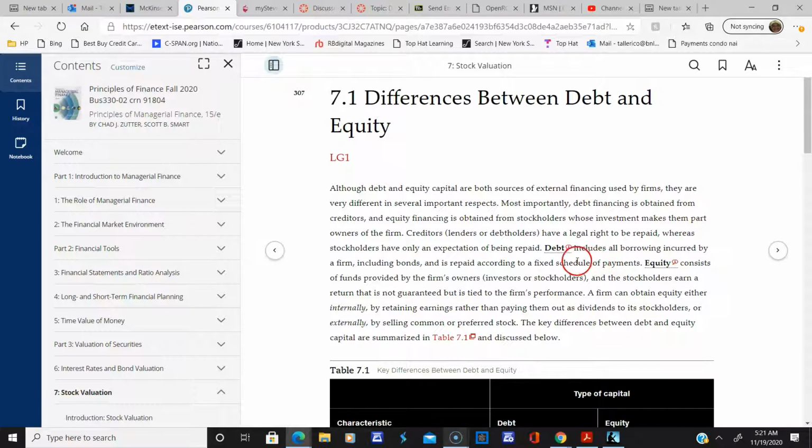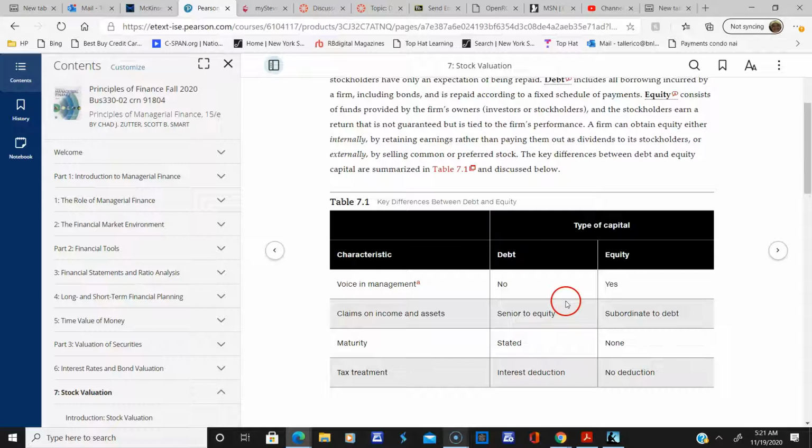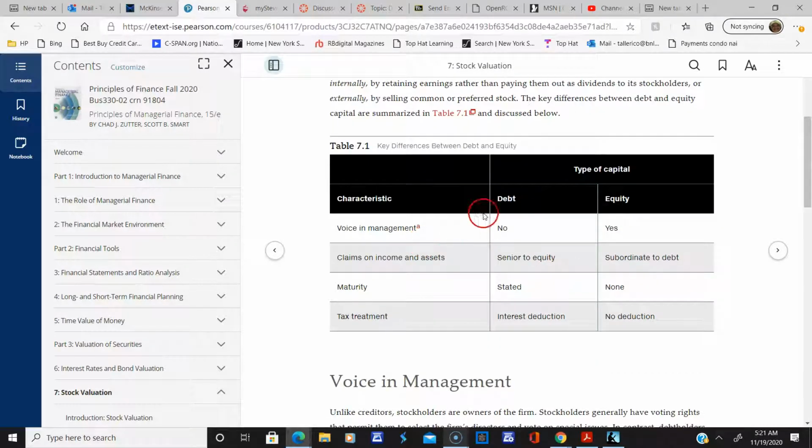All right. So what is the difference between bonds or debt and equity? And basically it could be just summarized in this table below. With debt, you have no voice in management, right? You just loan the money and you get it back. Equity, you may have voting rights, right? You could be a voter. You have claims on income and assets. With debt, you have senior claims, right? You're senior to common stockholders. So you'll get assets that are sold first if the company goes belly up. And of course, with equity, you're subordinate to debt.